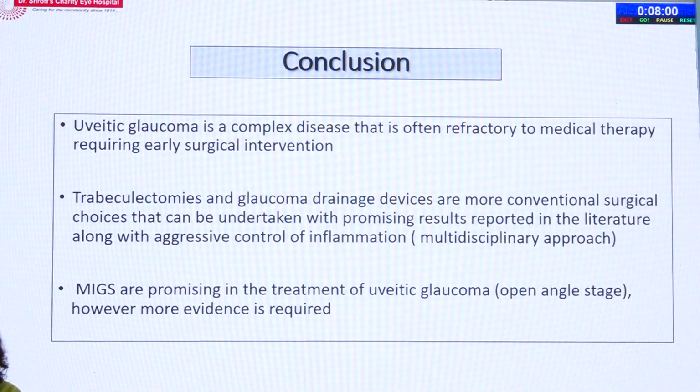So to conclude, uveitic glaucoma is a complex disease and is often refractory to medical therapy. Trab and tube are conventional surgical therapy. However, you need to control inflammation aggressively. It's a multidisciplinary approach. We work with uveitis specialists for this, and MIGS are now a promising treatment, especially in open angle glaucoma stages. However, more evidence is required. Thank you very much for your time.